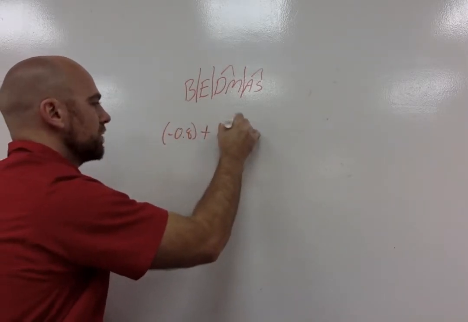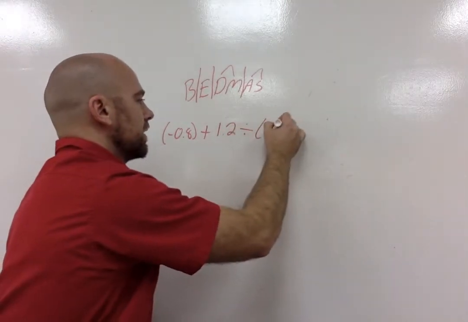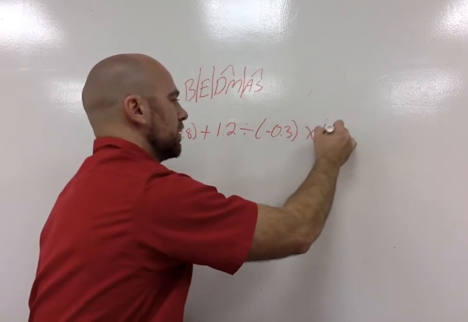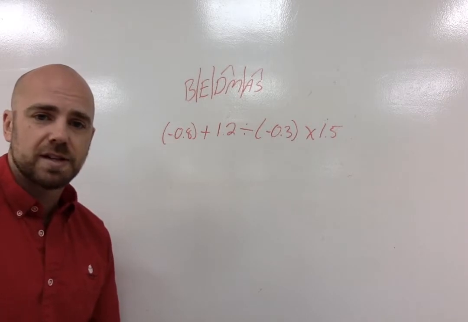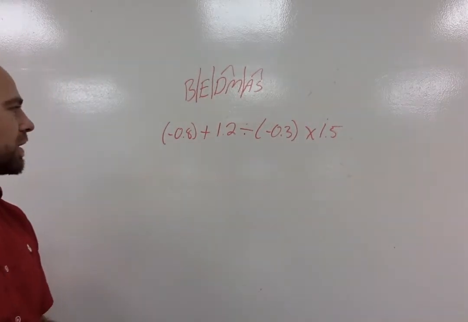plus 1.2 divided by -0.3 times 1.5. All right, so feel free to pause the video if you want to try this out first, and then when you come back, we're going to be solving it.